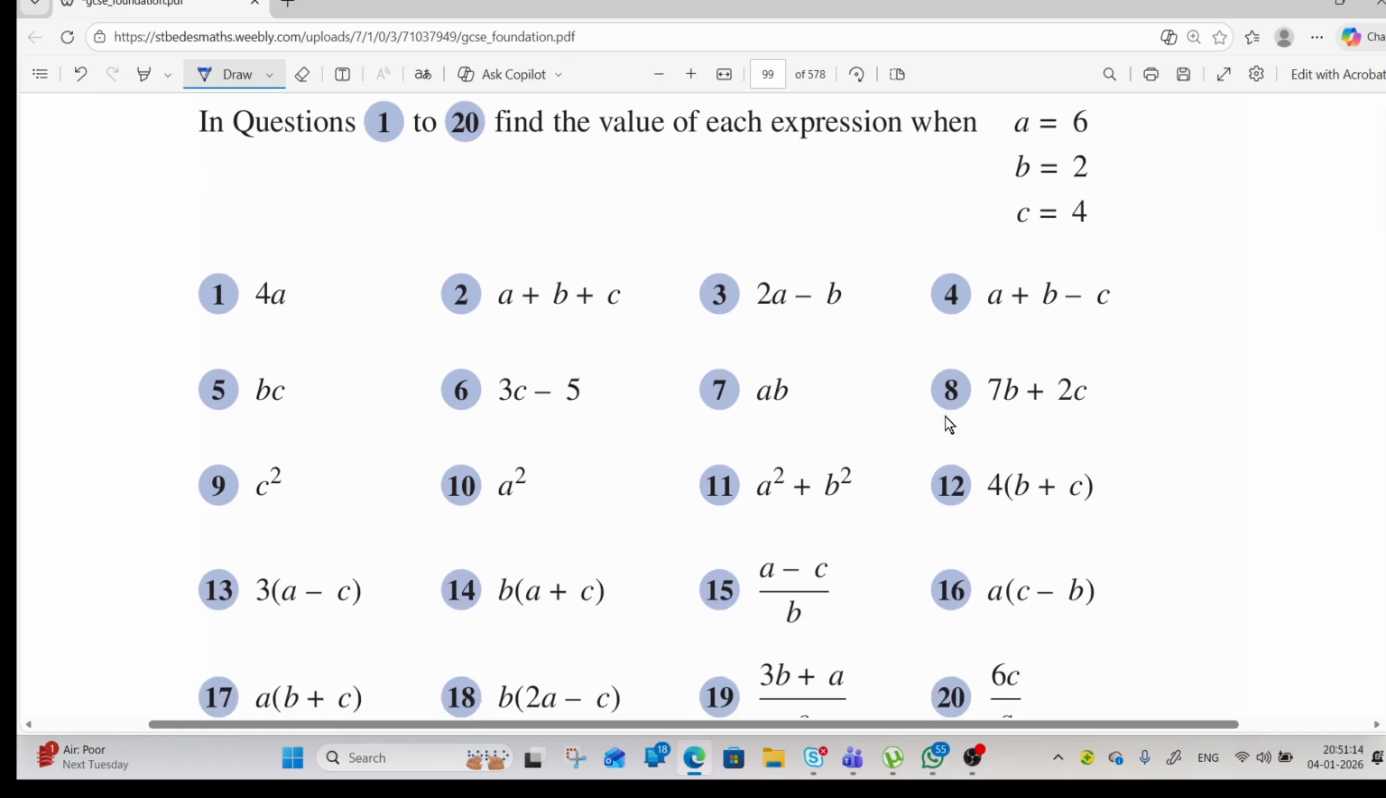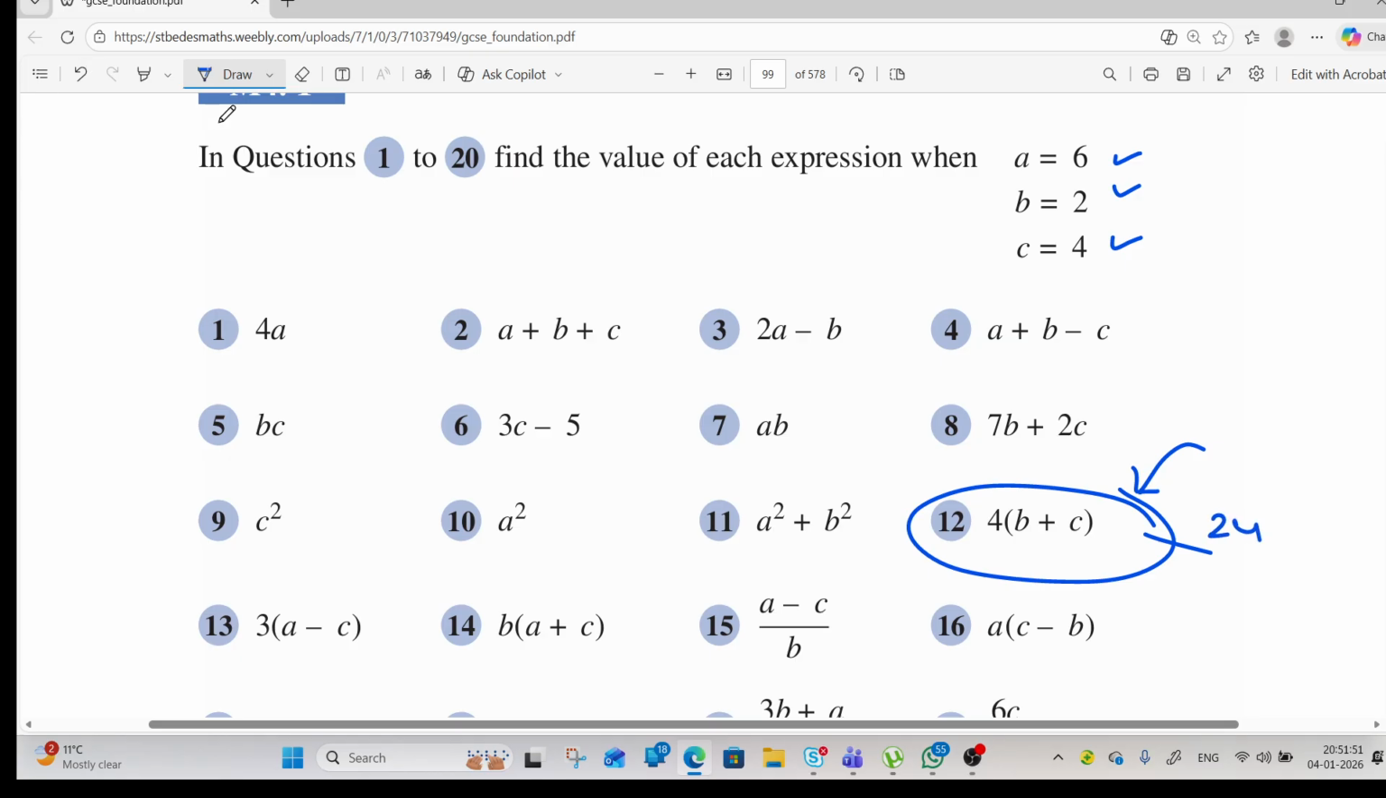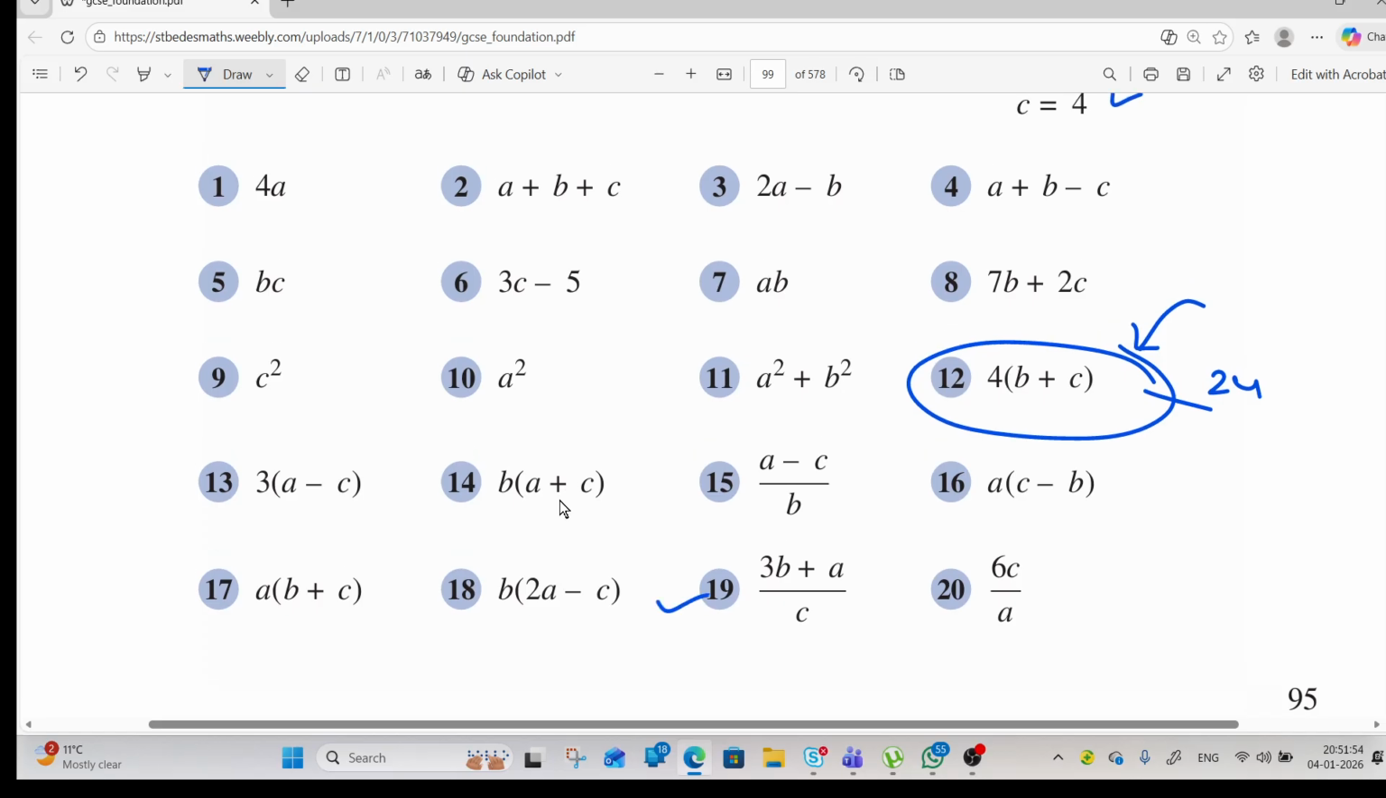So yeah, try this: 12, 4 times b plus c. The values of a, b, c are given. Find the value of this algebraic expression. Yes, find it. 12. 4? Did you say 24? Yeah. Very good, that's correct. Okay, great. Let's try number 19.